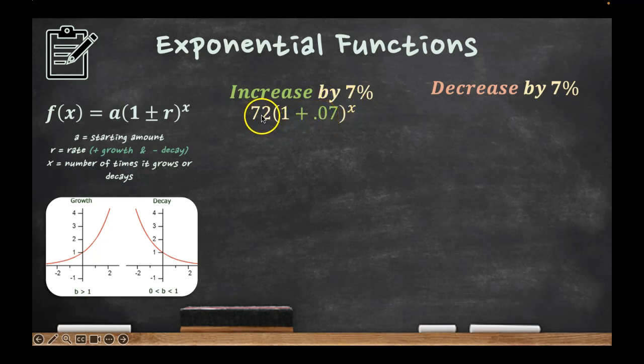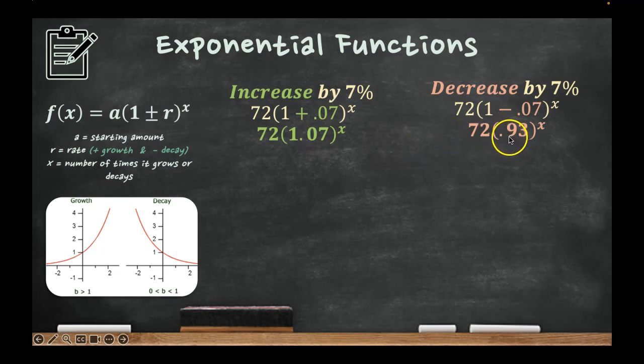So you put 72, or whatever your starting amount is, out front. And then it's 1 plus 0.07 if you're increasing, and it will be 1 minus 0.07 if you're decreasing. Notice that your base, your multiplier here, is 0.93, which is less than 1, while this one is greater than 1, hence 1.07. And that's why if it's greater than 1, it's going to be increasing. If it's between 0 and 1, it's going to be decreasing.